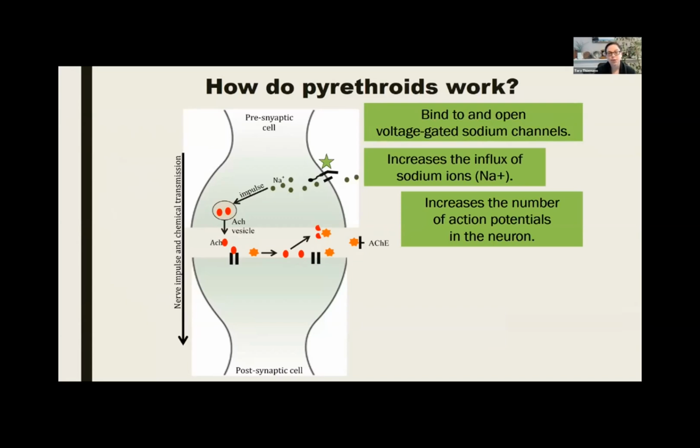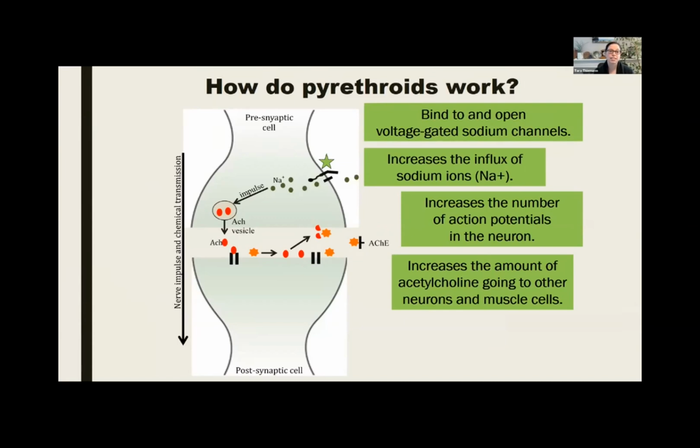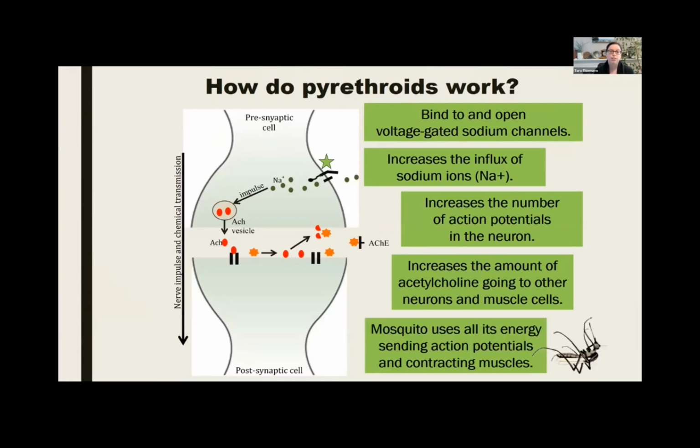That increase of sodium increases the number of action potentials, which increases the amount of acetylcholine that is released from the cell. That acetylcholine goes to other neurons and muscles to overexcite them. So basically with this overexcitation, the mosquito uses all of its energy sending action potentials and contracting muscles, and that leads to the mosquito's death.